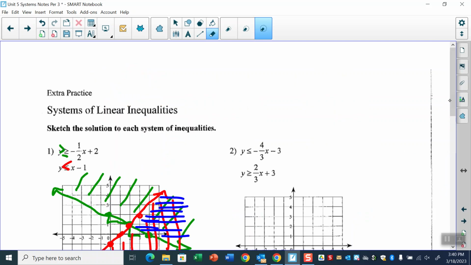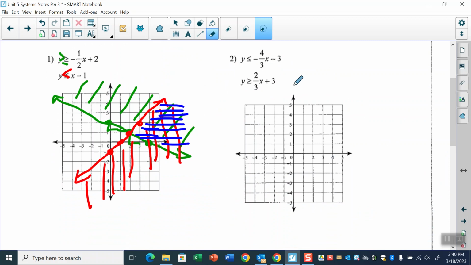And then page 24 is just more practice with being able to graph equations. That's so important. So let's do it again. Remember, you start with the y-intercept here. You do this first. So that would be a -3. And then my slope here is -4/3. So I'm going to go up 2, 3, 4, and then left 3. And then this has a little equal sign, so that's going to be a solid line. And it's a less than, so I'm shading below.